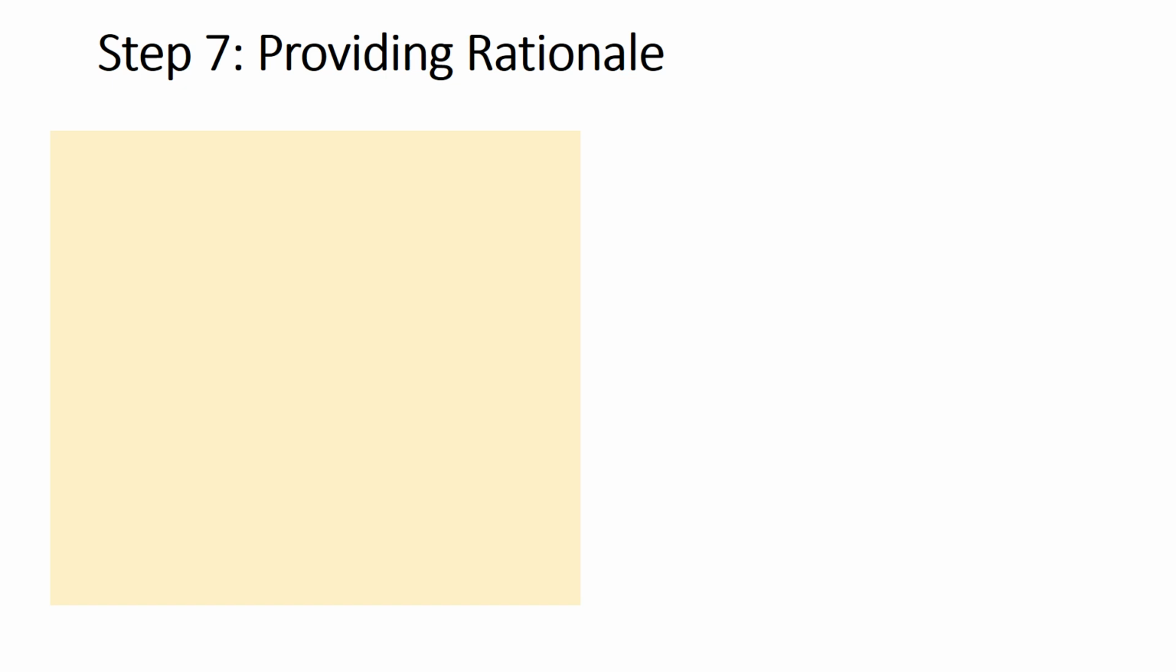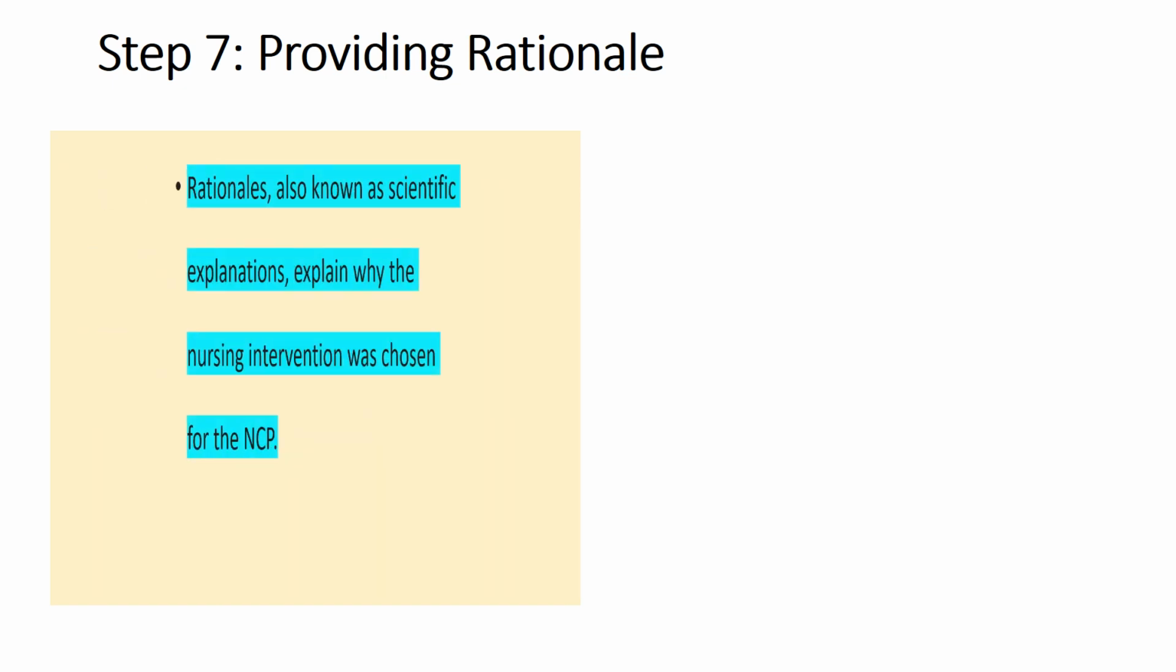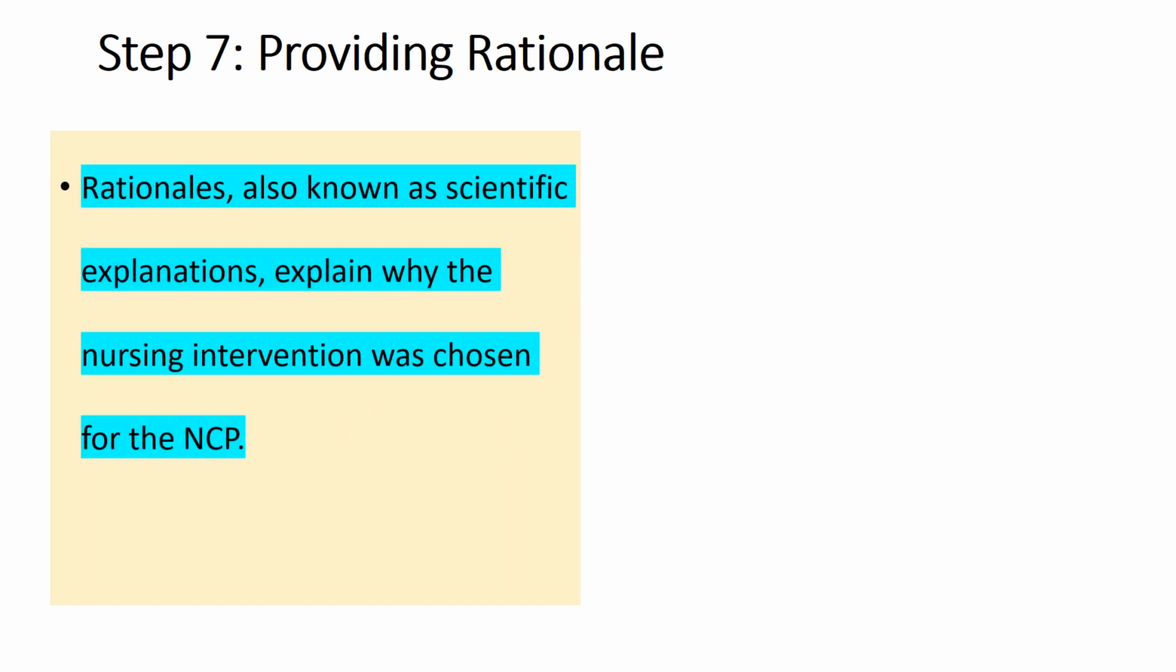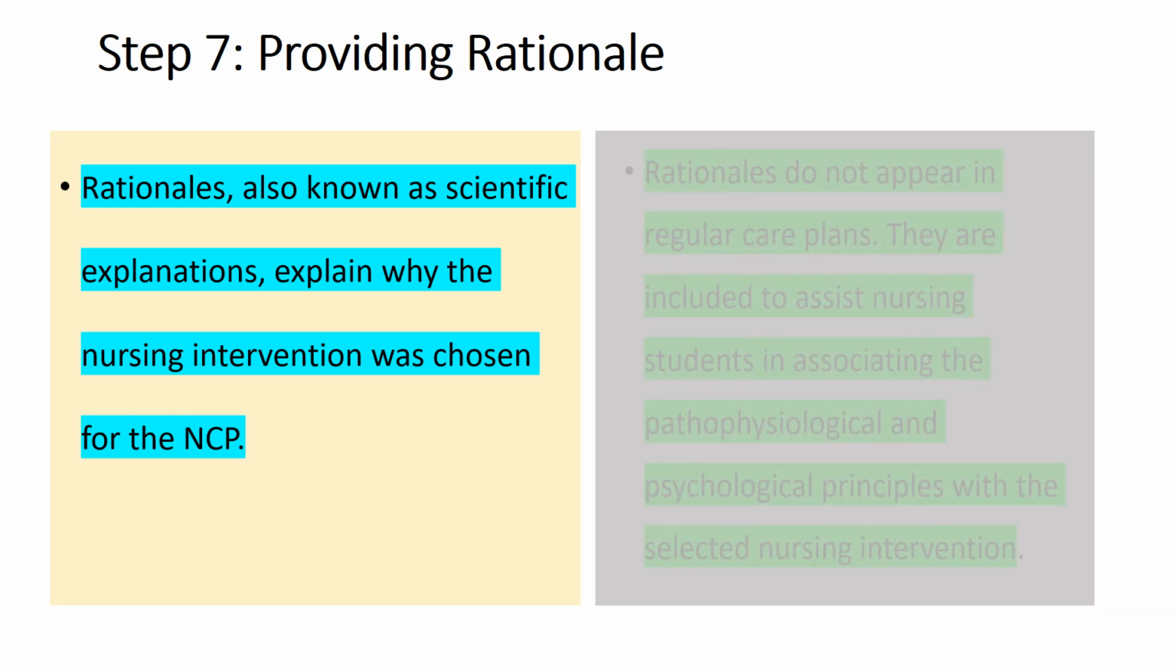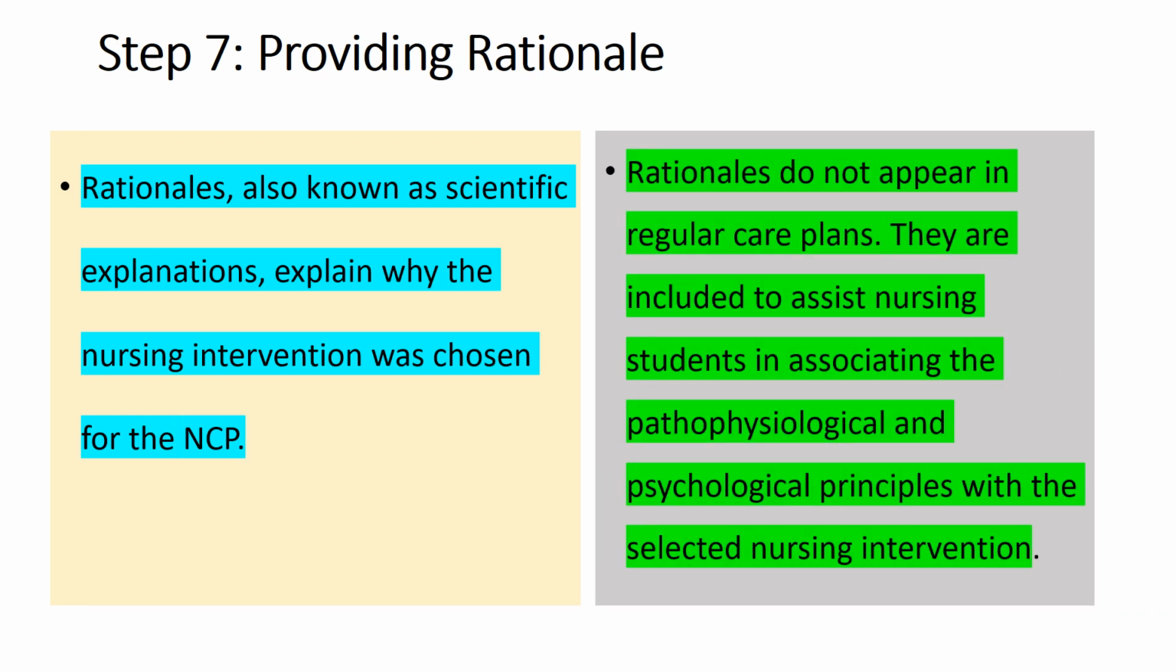The next step is to provide rationale. Rationales, also known as scientific explanations, explain why the nursing intervention was chosen for the nursing care plan. Rationales do not appear in regular care plans. They are included to assist nursing students in associating the pathophysiological and psychological principles with a selected nursing intervention.